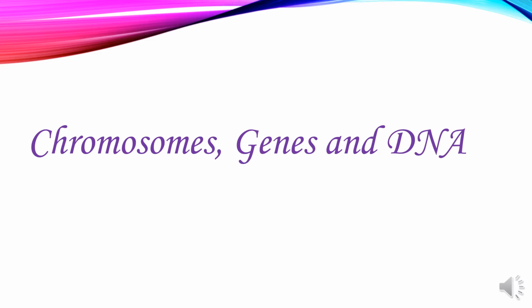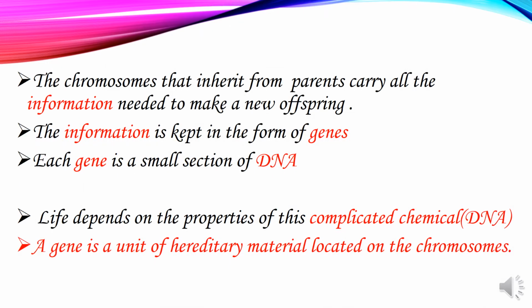All the chromosomes that are inherited from the parents carry all the information needed to make a new offspring, or a new individual. So the information is kept in the form of genes.